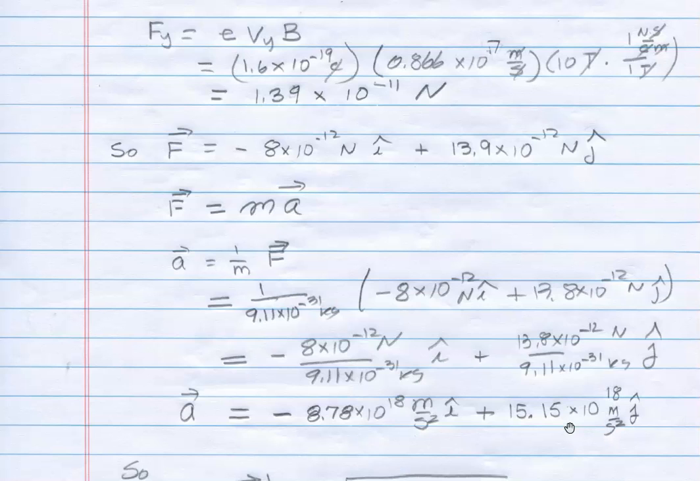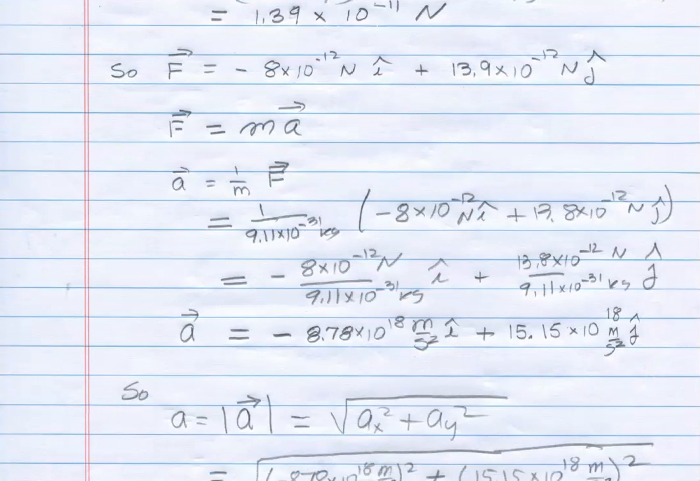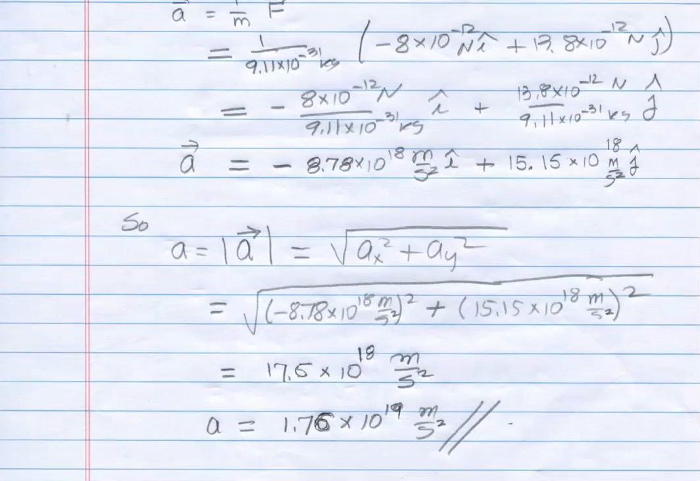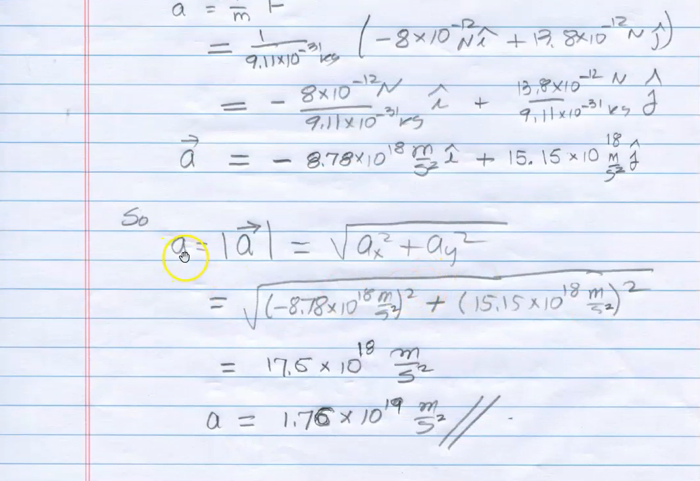So I've really done more than it asked. Now I've got the acceleration vector, but I still haven't done what it wanted, and that's find the magnitude of the acceleration. So let's look at the magnitude of it. Remember, the magnitude of any vector, in this case acceleration, is the square root of the sum of the squares of its components. And so I get the x component squared, the y component squared, square rooted, and when I do that I get the acceleration 1.6 times 10 to the 19th meters per second squared.